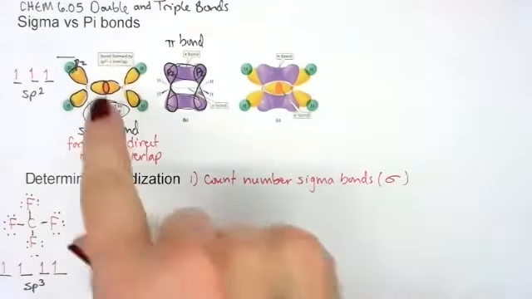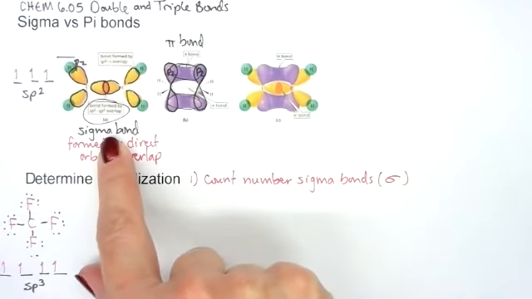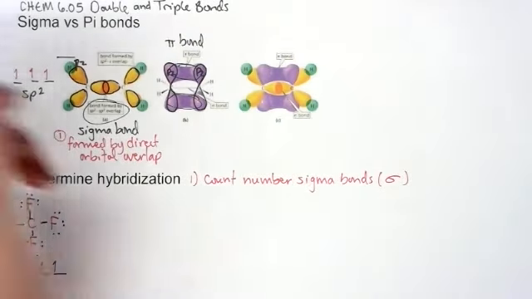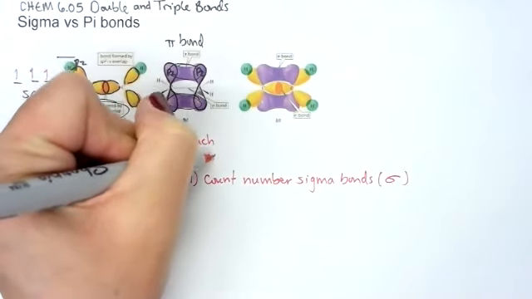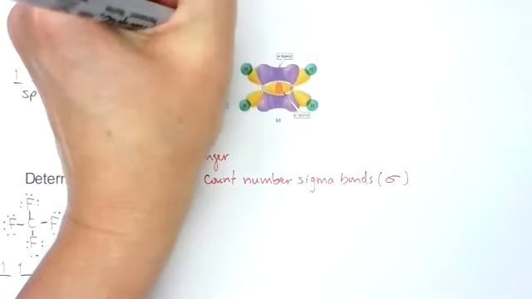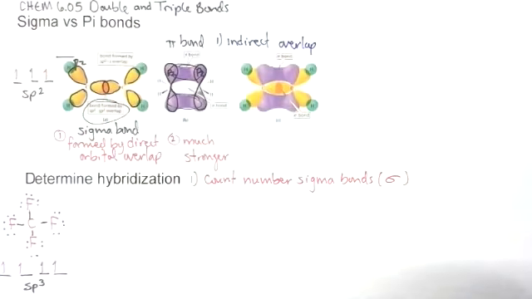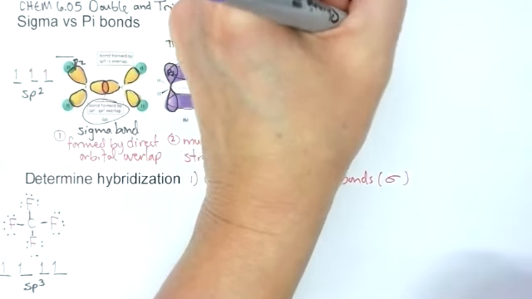Well, because this is a direct overlap and this is an indirect overlap, this sigma bond is much stronger. So the sigma bond is formed by direct orbital overlap, and it is much stronger. The pi bond is formed by indirect overlap of p orbitals, and it's weaker than a sigma bond.